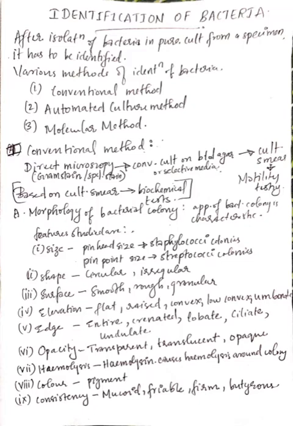Then the seventh one is hemolysis. Hemolysin is an enzyme which causes hemolysis around the colonies. Some bacteria are able to produce this hemolysin, so lysis of RBCs can be seen around the colonies. Eighth one, color. It could be due to pigment or due to the color of the media. Pigment can be diffusible or non-diffusible. Diffusible means the color spreads throughout the media, while non-diffusible means the color is only seen in the colonies, and the culture media does not have the color.